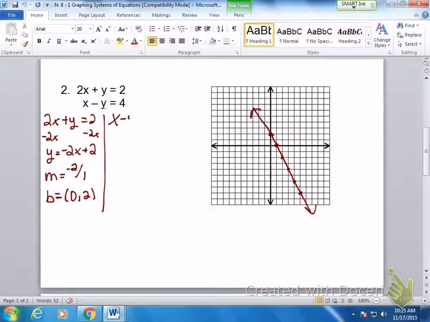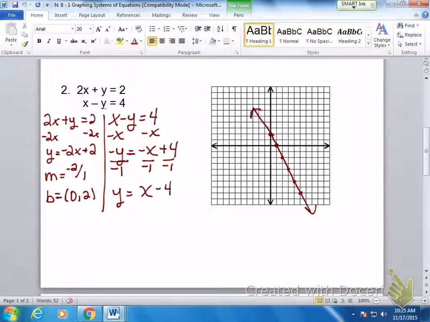I have x minus y equals 4. First thing I do is subtract x from both sides. You get negative y equals negative x plus 4. But my y is negative, so I divide each piece by negative 1. So I get y equals x minus 4. So it looks like our slope is 1, so I'm going to put 1 over 1. Our b is negative 4, so the point 0, negative 4.